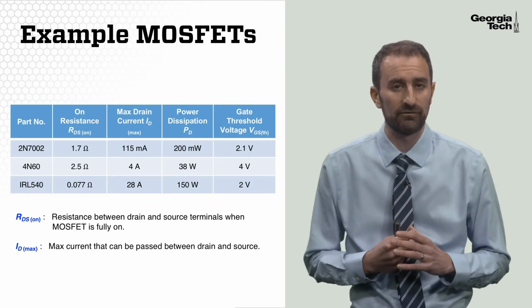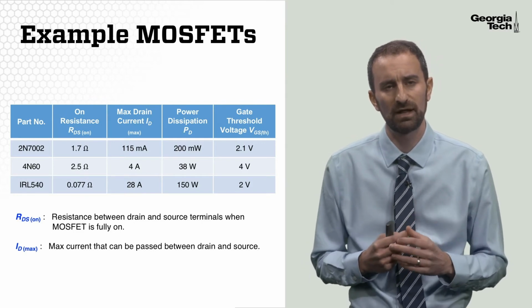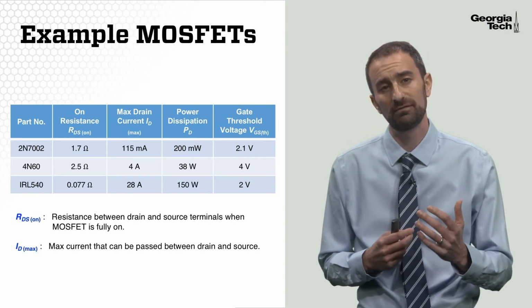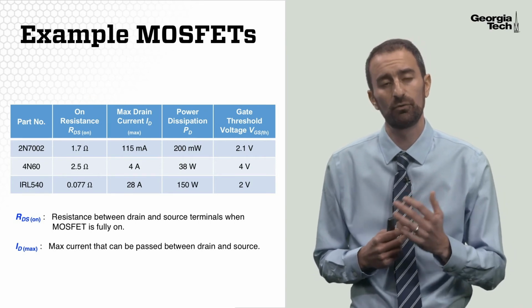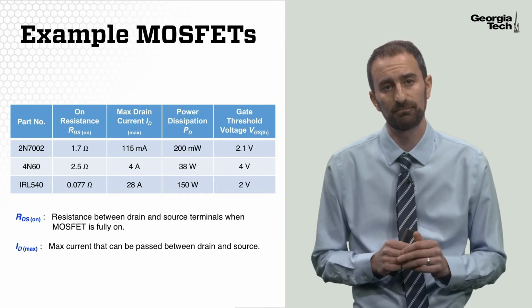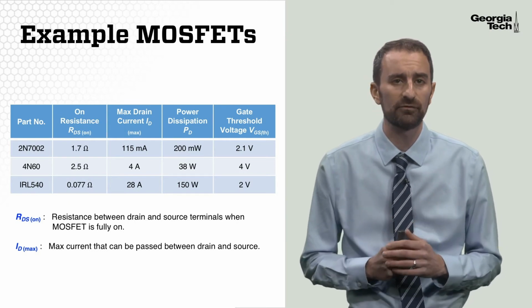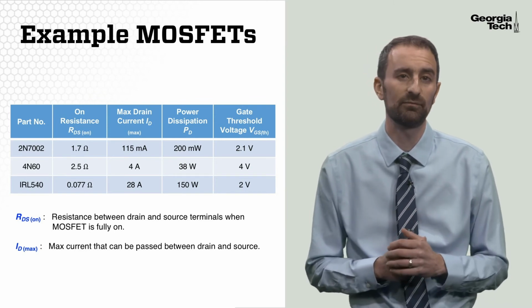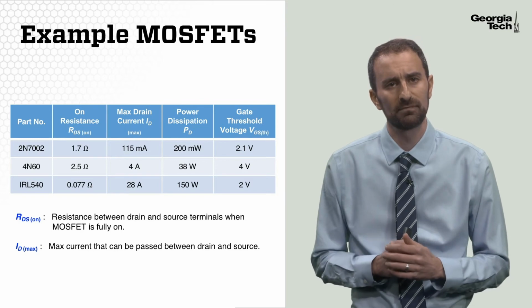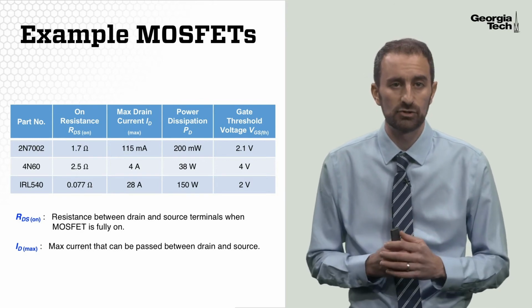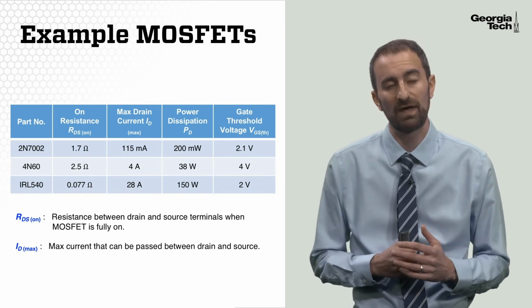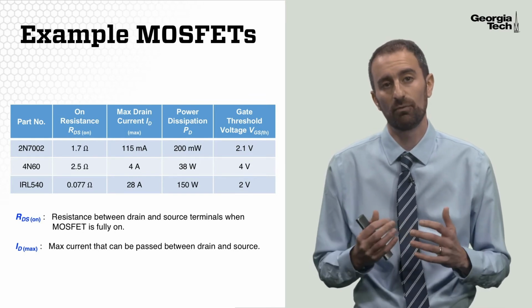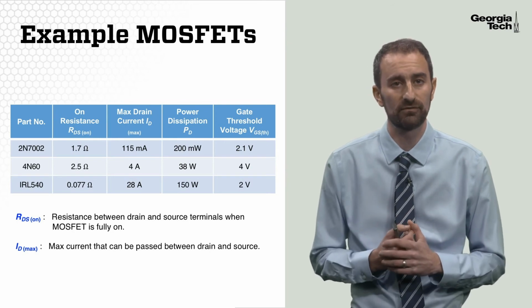Some of the most important specifications are the maximum drain current and the power dissipation values. This tells you what maximum current you can put through your MOSFET from drain to source. So a low power MOSFET would be like the top example, where we have 115 milliamps maximum drain current. A typical motor might draw 1 amp or 3 amps, and so that MOSFET isn't going to be able to provide the current value needed to run a motor, for that type of motor, for instance.